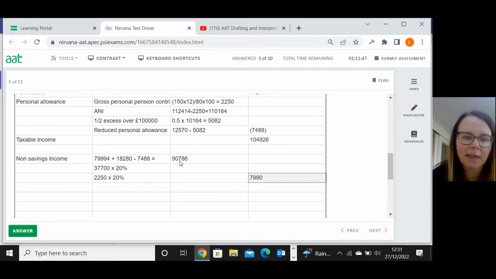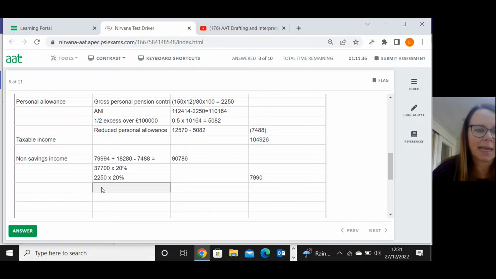Right, I'm still on non-savings income because I've got to go up to 90,786. So the rest of it is going to be my 90,786 minus 37,700 minus 2,250, which is a further 50,836.